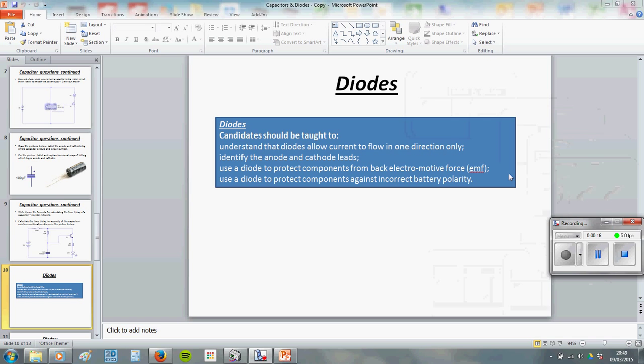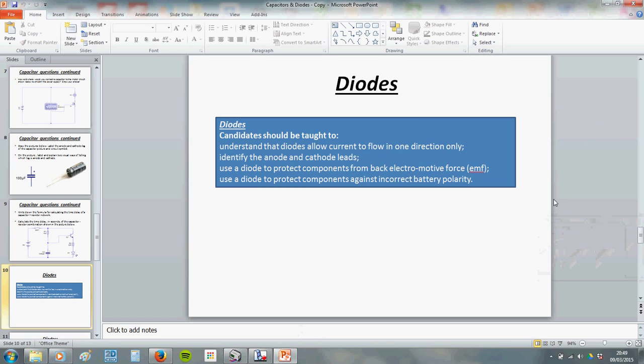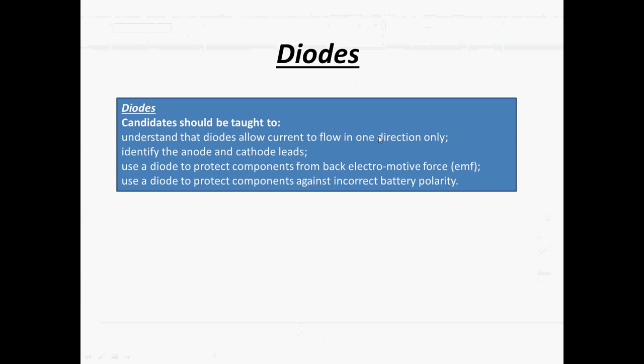Diodes, that's what we're going to do today. Diodes, these amazing little things. This is what the exam board says. Understand they're a device that allows current to flow in one direction. We'll look at that. Identify anode and cathode. Use a diode to protect against back EMF, and know how to use a diode to protect against incorrect battery polarity. Some of those sound straightforward.